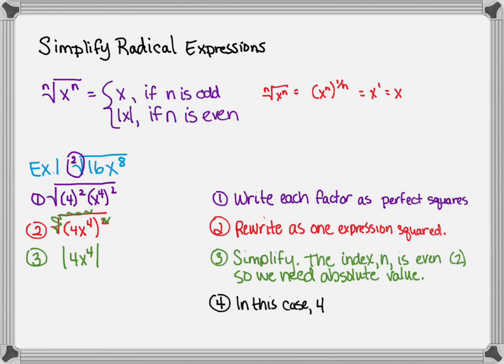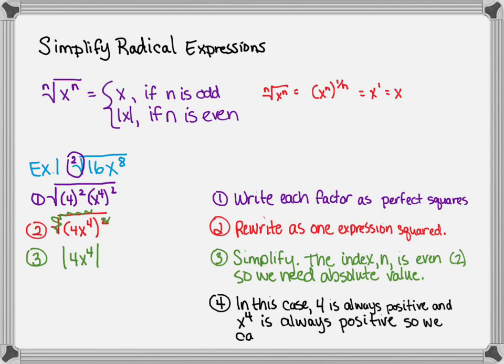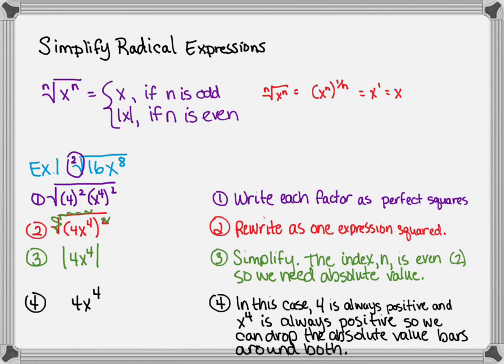But here, in this case, 4 is always positive, and x to the 4th is always positive. So we don't need the absolute value bars around them. So we can simplify this to just 4x to the 4th.